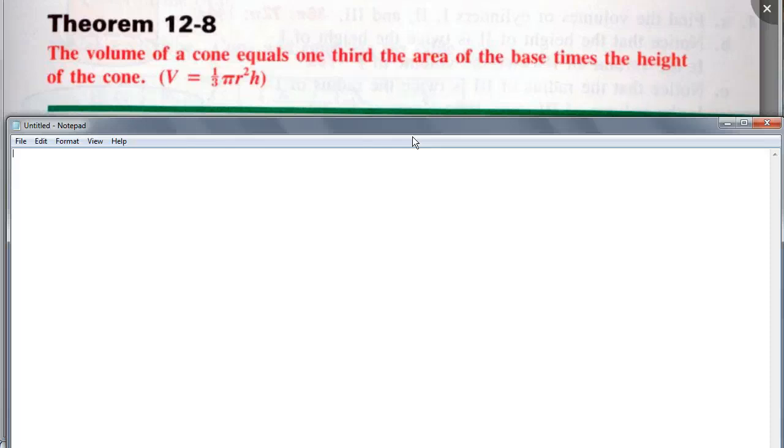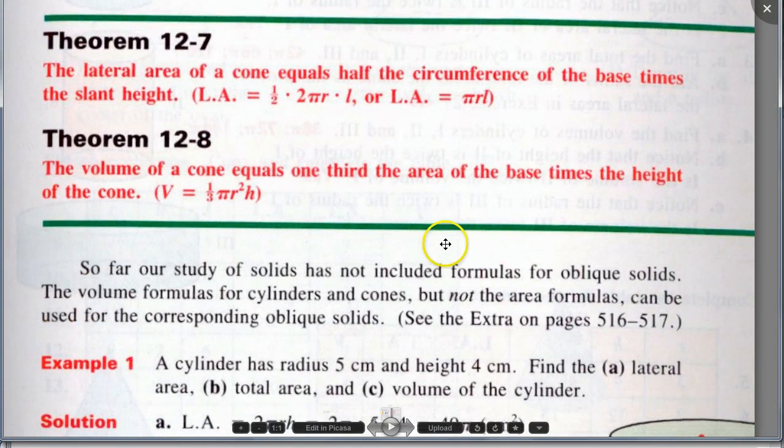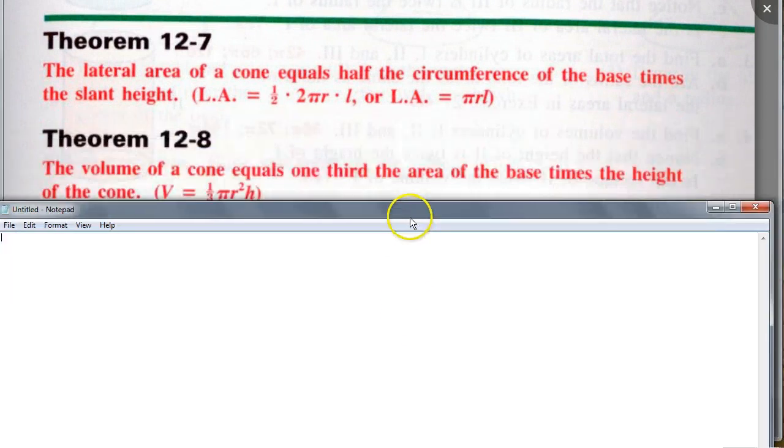You guys remember? And yet, guess what the lateral area for the cone is? Yeah, same thing: 1/2 times. Well, this time, do you have a perimeter? Guess what you have? Circumference. So 1/2 times the circumference, which is 2 pi r, times L, the slant height. So that's what we have right here. And as you can see, same as before.